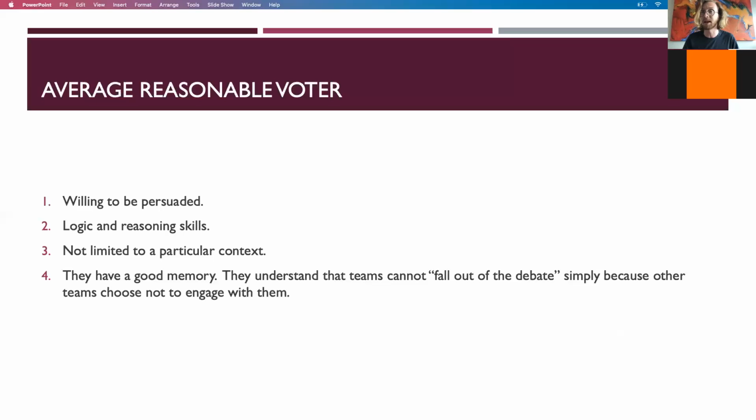The final important aspect is they have a very good memory. And this is something that I think a lot of judge briefings potentially overlook. It is important to note that teams cannot fall out of the debate simply because other teams choose not to engage with them. The average reasonable voter in this context is able to remember what the opening teams say, such that it's not completely crowded out merely by the immediacy of what the closing teams run. So you need to ensure there is that engagement. You're not just rewarding the last thing that is said within the debate.